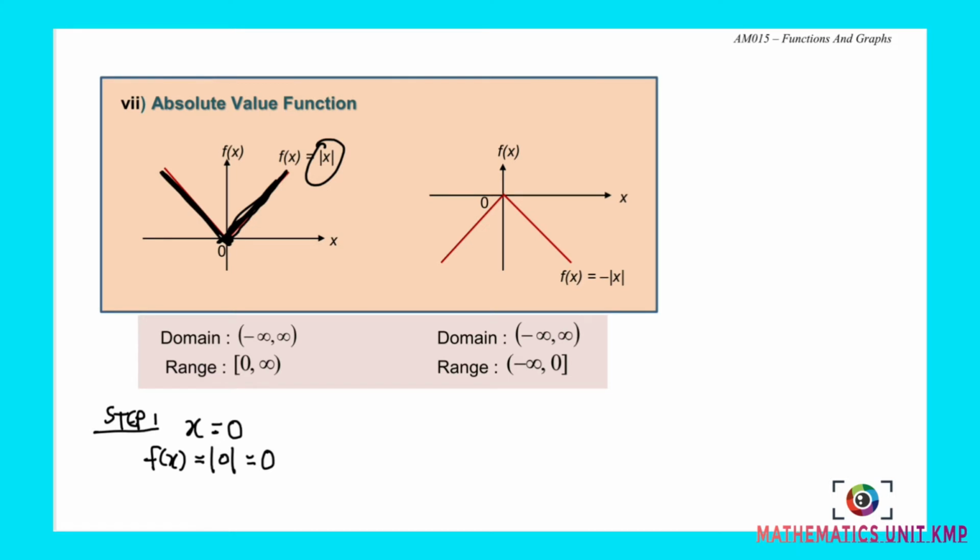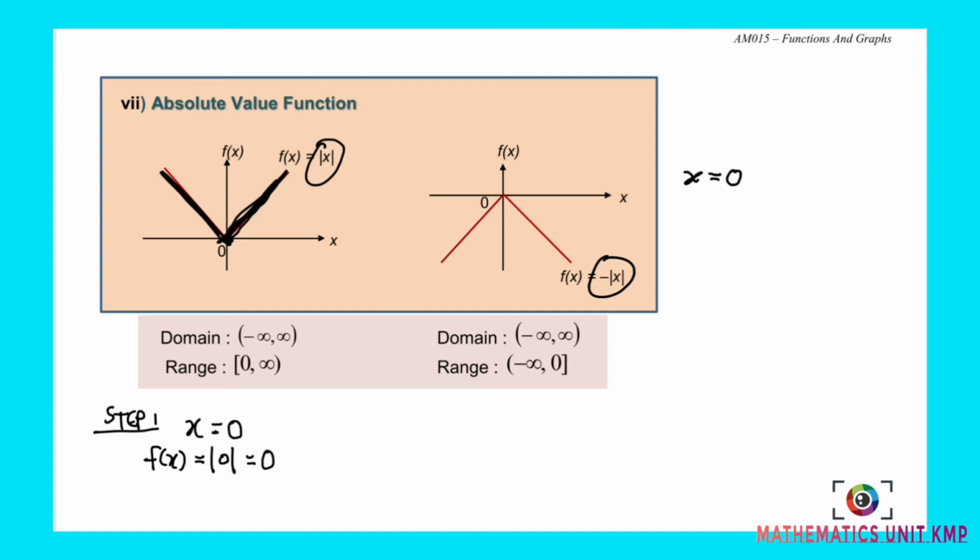For the second case is where there is a negative sign outside the modulus, like so. But the steps are the same. The first step, we take the function inside the modulus and equal to 0. Why do we need that step? Because we need to find the coordinates of the vertex of the graph.